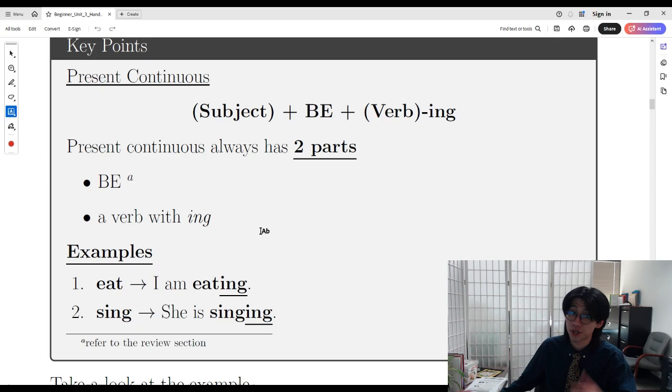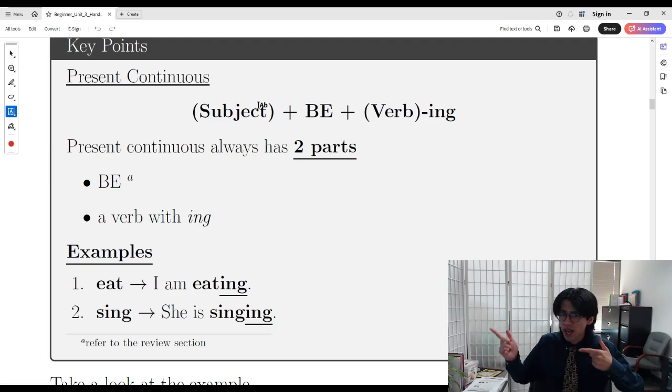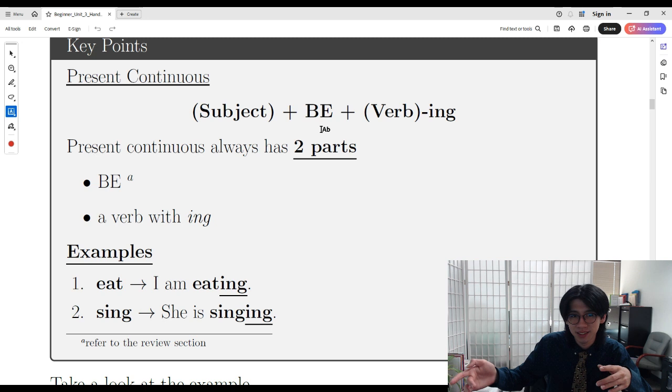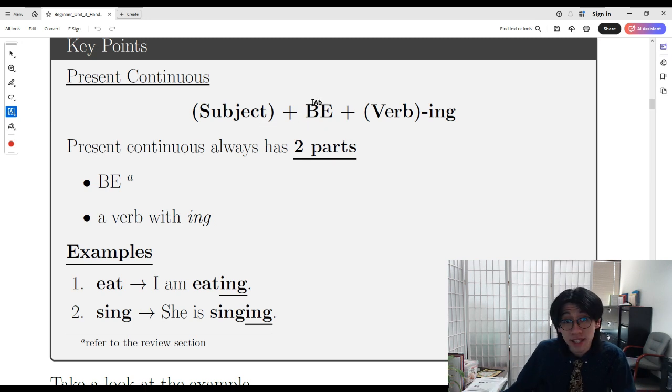Okay, so for you to make a present continuous sentence, you first need a subject. Subject is like I, we, he, she, it, Coco, Kevin, whatever you would like to use as a subject. And we need the be. For example, if you use I, you want to use am. He is. We are. That's the be we just talked about in the previous video. And then we have a verb with ing. What does that verb ing mean?